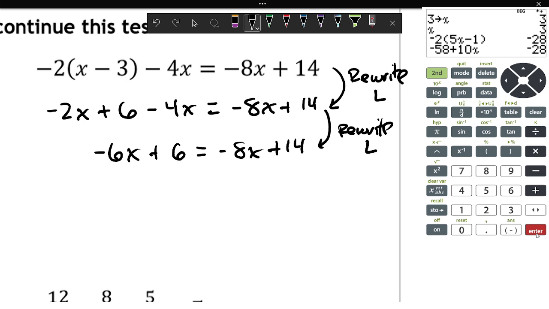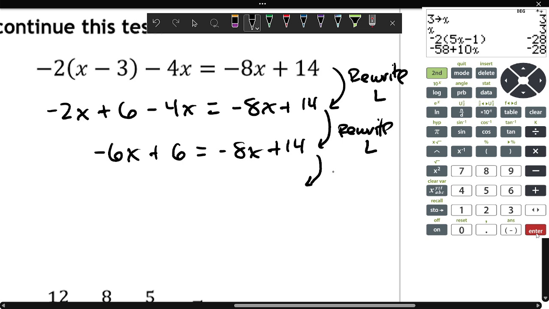Now I'm going to start doing things to both sides of the equation. And the thing I'm going to choose to do first is I'm going to add 8x to each side. When I add 8x to the left-hand side, this is going to become 2x plus 6. And when I add 8x to the right-hand side, it will become the number 14.